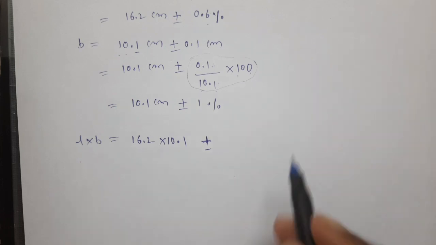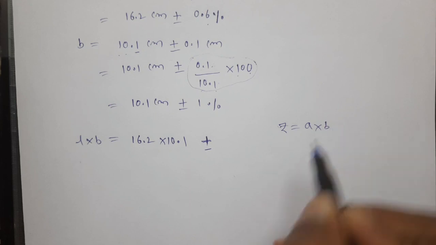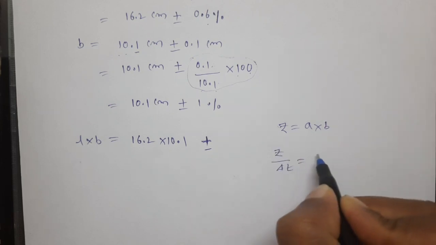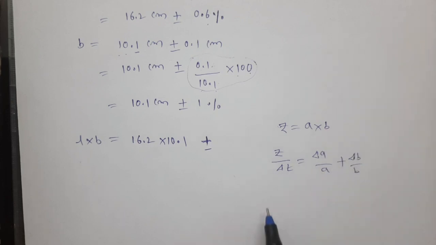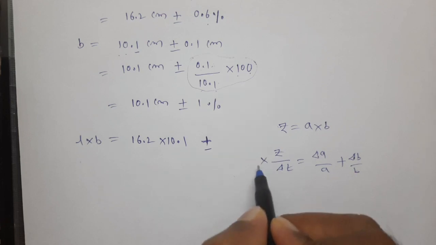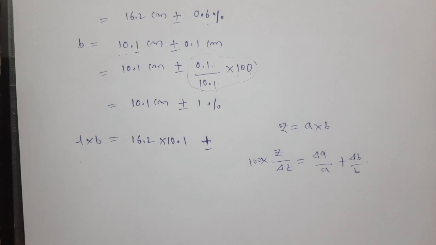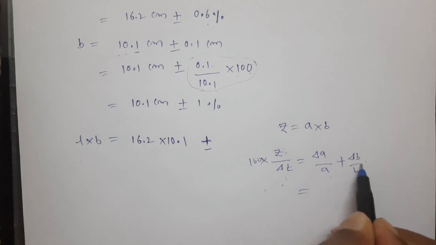If Z is equal to A into B, then delta Z by Z is equal to delta A by A plus delta B by B. If you multiply with 100 here, and here also we multiply with 100, and here also we multiply with 100, then what happens? We get the relative percentage error in the result. That means the percentage error in the result is equal to the percentage error of the first quantity plus the percentage error of the second quantity. Yes or no?